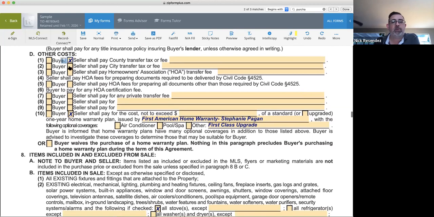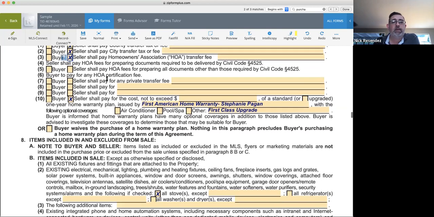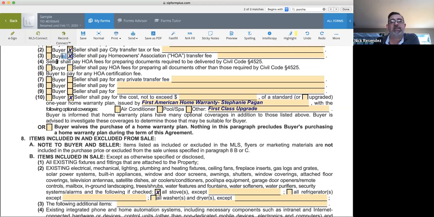Well, I usually mark that the seller will pay for county and city transfer taxes. HOA transfer fee, if any, might be negotiable. Paragraph 4 is defaulted that the seller will pay for HOA fees to prepare docs required by civil code. So we're looking at like CC&Rs, bylaws, rules, regulations, meeting minutes, budgets, etc. And if there's anything else that the lender or another party may require, it's negotiable who pays for the remaining fees. I usually would designate that the buyer is going to pay for any other fees that they want that are not covered by civil code.